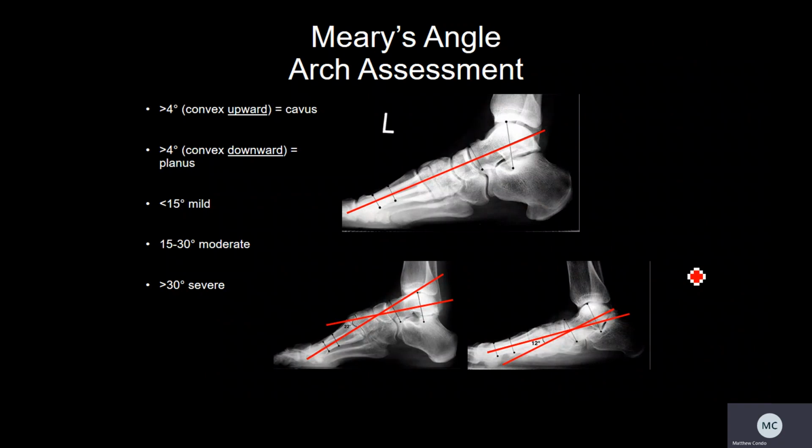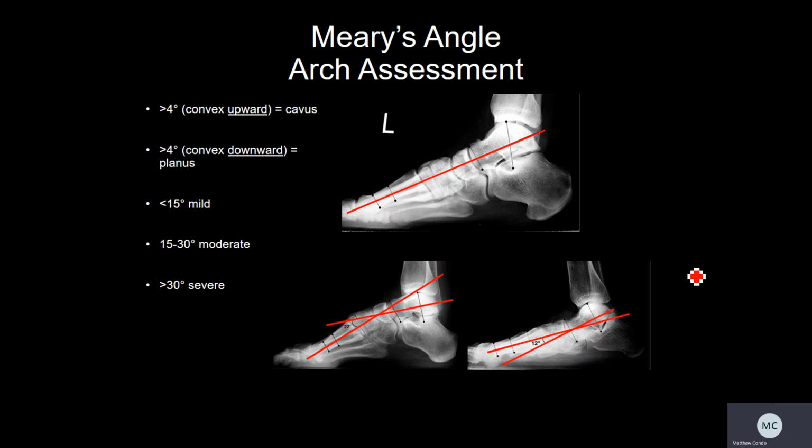All right, so moving on to Meary's angle. What Meary's angle essentially is, is an assessment of the arch. So basically, what we can do through radiograph is see if there are any osteological deformities that could potentially lead to an arch deformity.